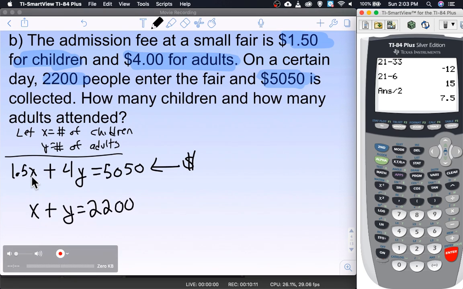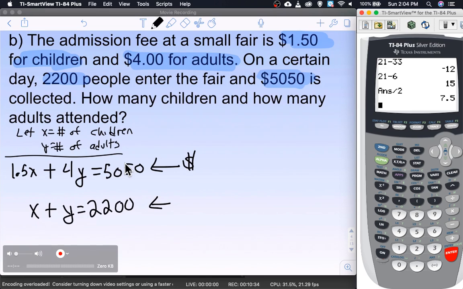This whole equation here is talking about money. This is $1.50 times by a kid. That's going to be money. So if it's $1.50 times by three kids, they made $4.50. This is a money. Plus, this is a money. This is $4 times by each adult. If there was two adults, that'd be $8. So money plus money equals money.